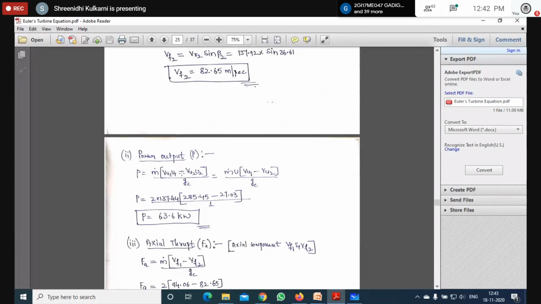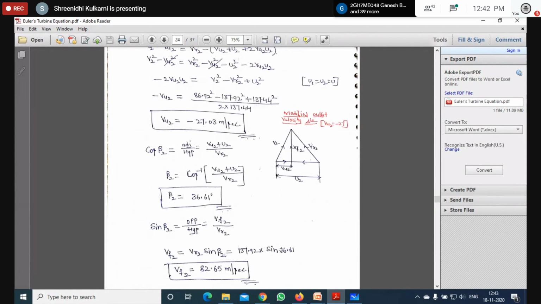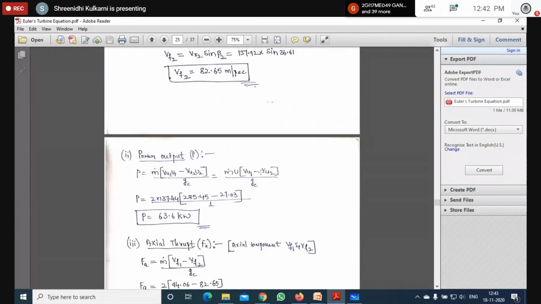Because VU1 as well as VU2 are in the same direction. When they are in the same direction, then we take it as a negative. If they are in the opposite direction, then we can take it as a positive. So find what is the power.